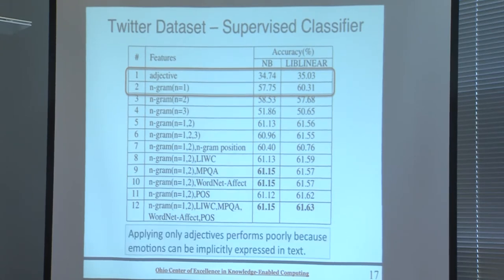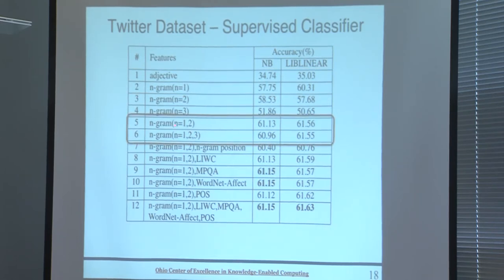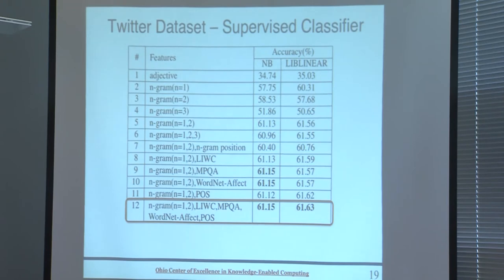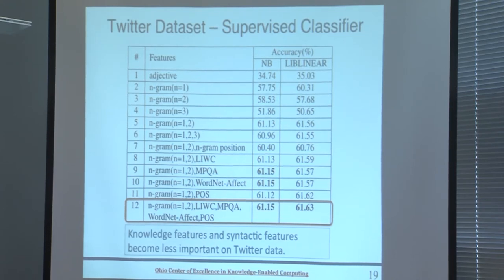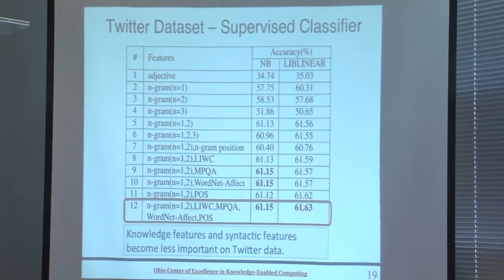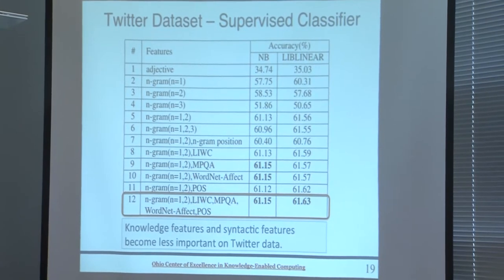So similarly, applying the combination of unigrams and bigrams achieves a very good base performance here. And when we keep adding the knowledge base features and part of speech tags, the performance doesn't increase much from here to here, because the size of the training data is about 250,000 tweets. So we already have a very large training data. That is why the role of the knowledge features becomes less important. Okay, so now I have just shown you which features perform well on different data sets.